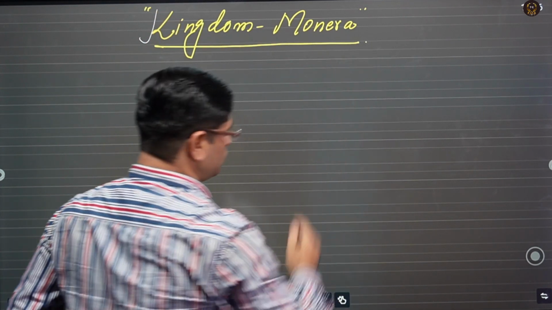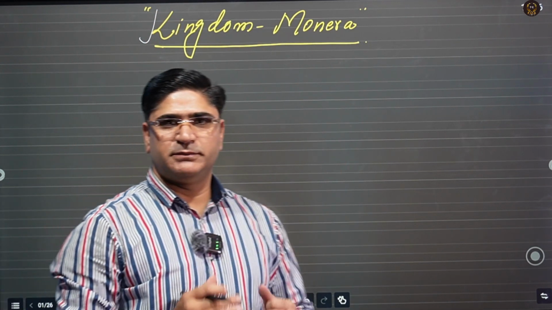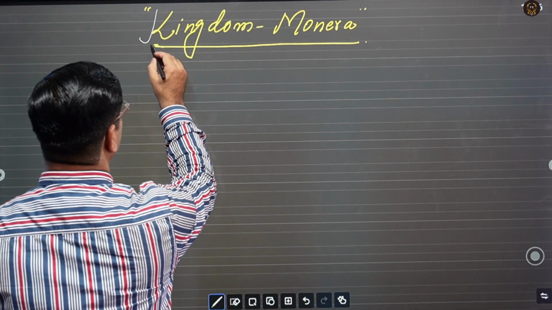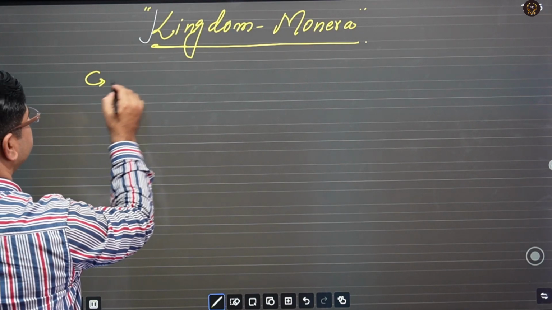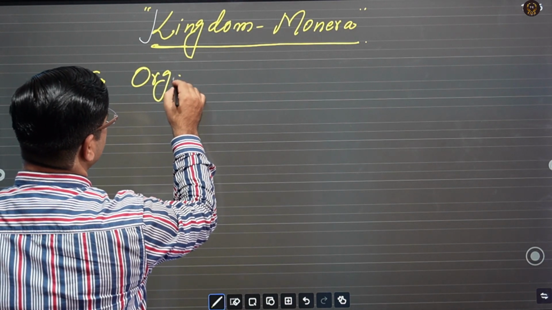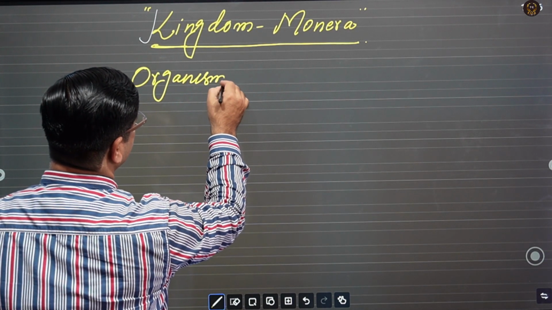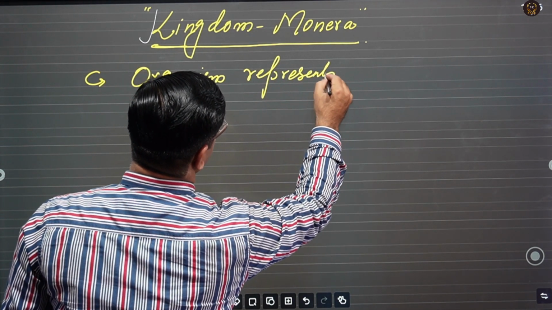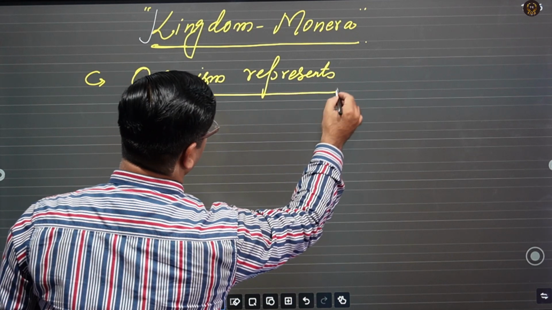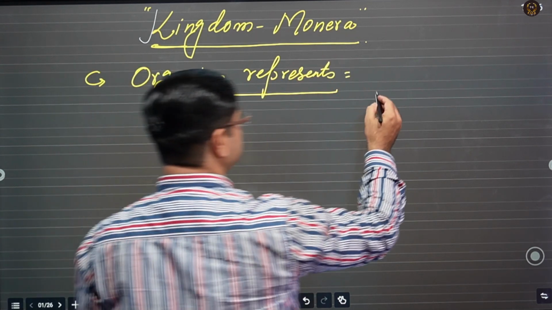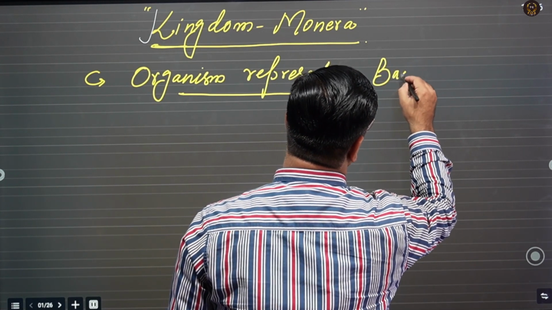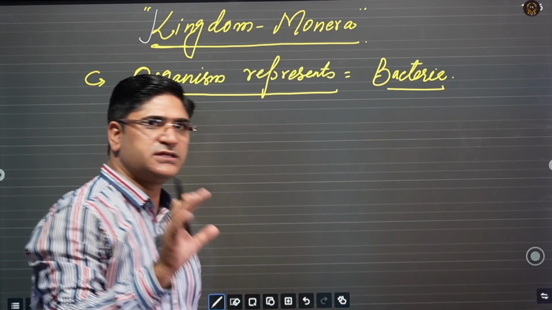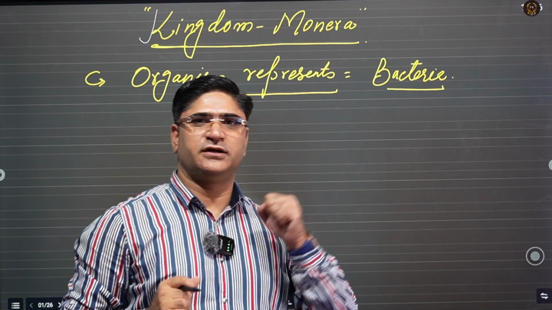In the kingdom Monera, the main representative, the organism which represents this kingdom, is the bacteria. Bacteria is the sole organism for the kingdom Monera.